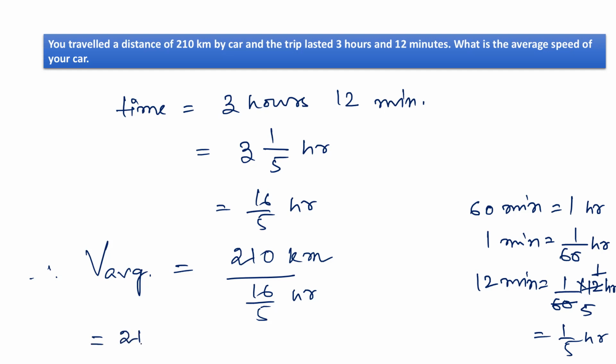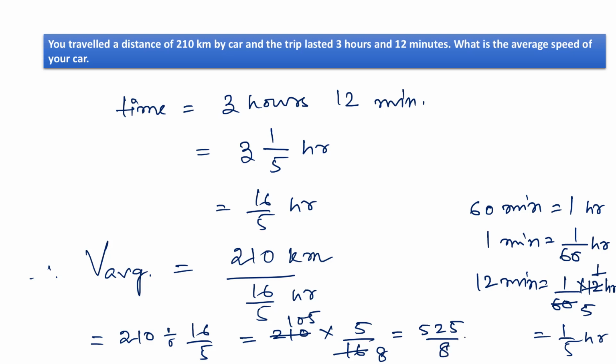It is equal to 210 divided by 16 by 5, which is equal to 210 multiplied by 5 by 16. Now we have to calculate. Let's calculate. The 2 8s are 16, and it is 2105, sir. Right? So what answer are we getting? 5 5s are 25. That is 525 by 8. That much kilometer per hour.